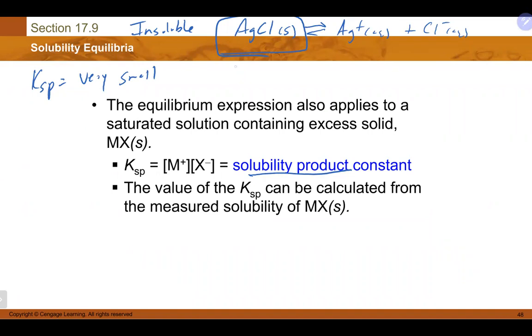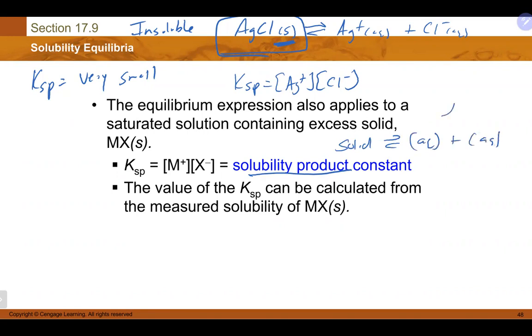Now, we could write our KSP expression for this, which would be the concentration of silver times the concentration of chloride. Once again here, because the reactant is a solid, it would not be included. And pretty much all KSP reactions are the same. It is always solid on the left and aqueous ions on the right, which means when you do write your KSP expressions, it's pretty much just products. There's no reactants usually involved because they're usually all solids.